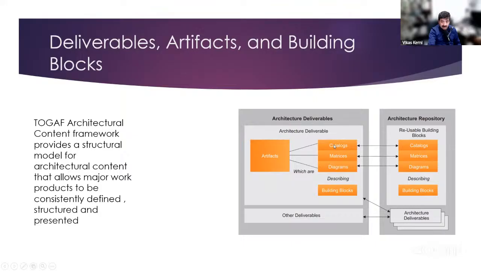There could be catalogs: what are the different applications which are supporting a business unit? What are the different matrices? What are the diagrams? It could be a business flow diagram, use case diagram, class diagrams. All this will be stored in a repository where other people can find it. And also the building blocks. These are the frameworks which are common to all the applications, which others can use. So we will put building blocks in there.